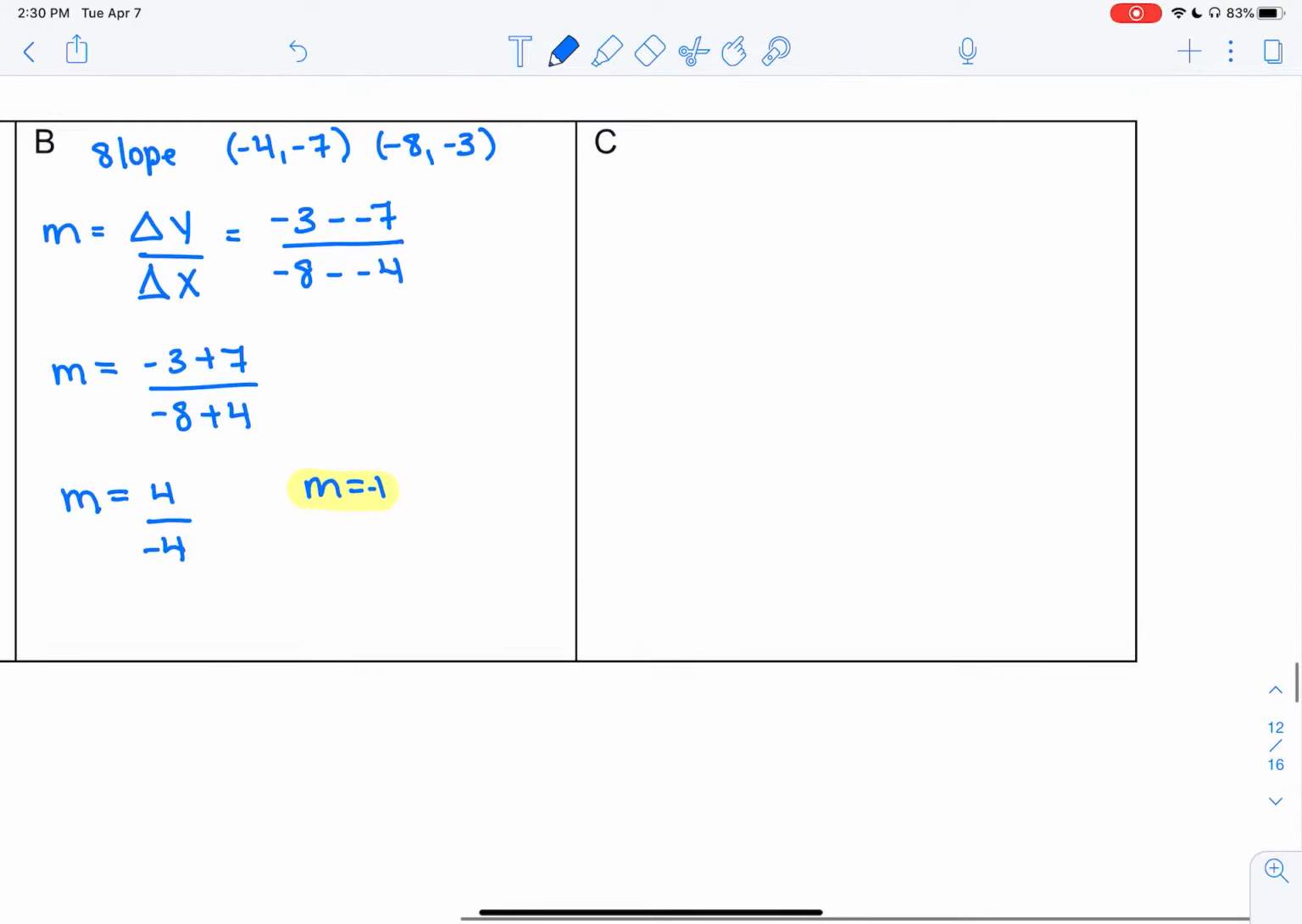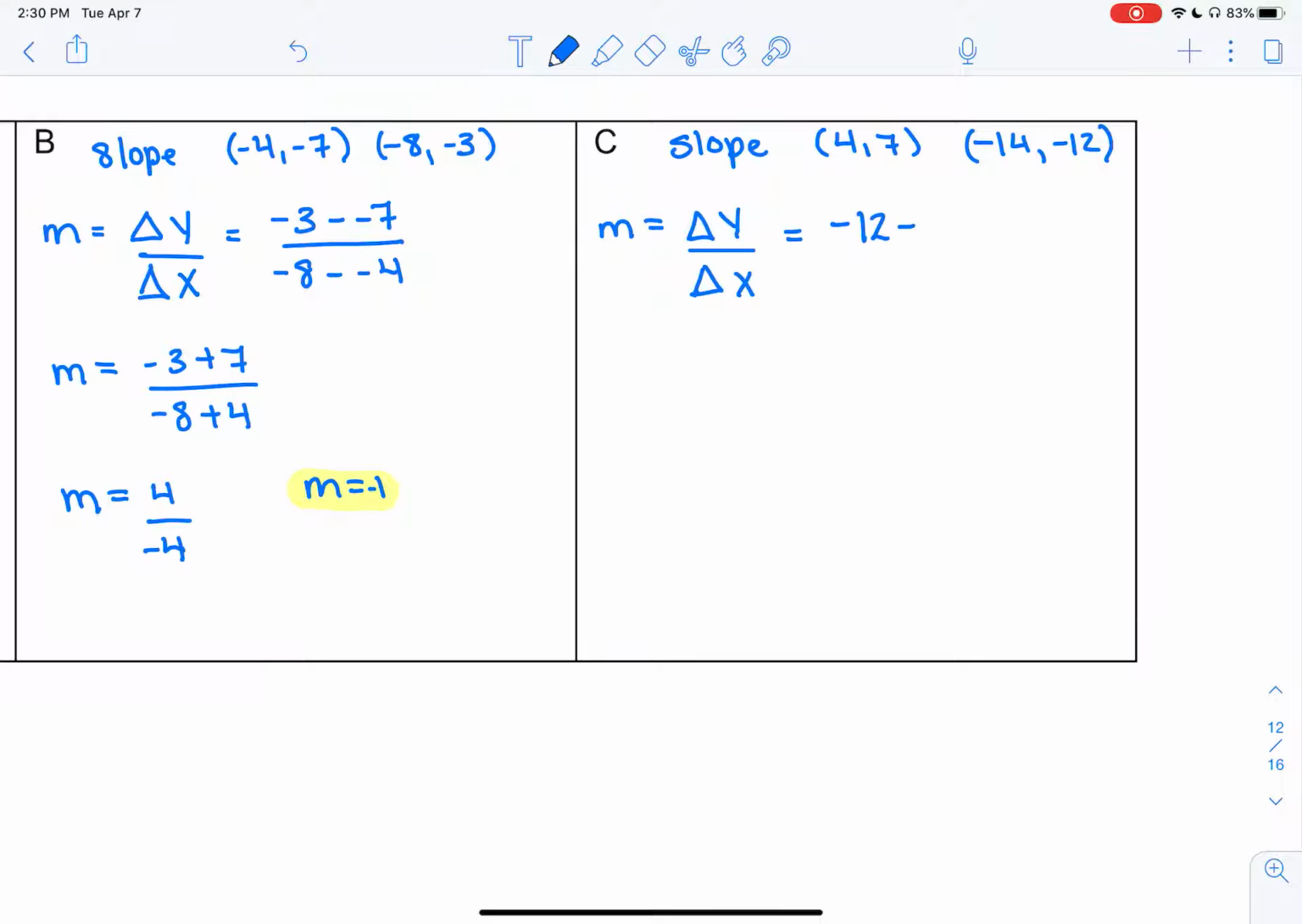Let's try question C, which is also a slope question. Slope for these points, (4, 7) and (-14, -12). When we find slope, we call that lowercase m. We're doing the change in y over the change in x. So in this case, the second y is -12 minus the first y, 7, over the second x minus the first x. And we go through and simplify that.